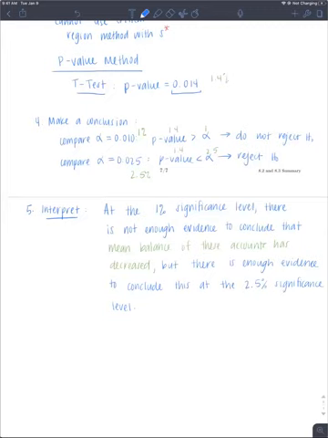So do you guys have any questions about this problem? Does it make more sense now? Yes, a lot more sense. I confused the z-test and t-test. Okay, yeah. You're not the only one.